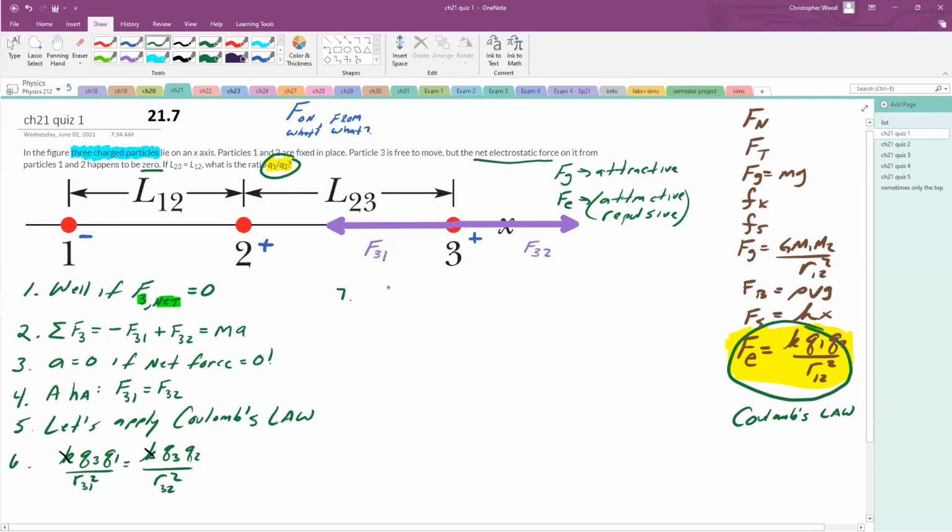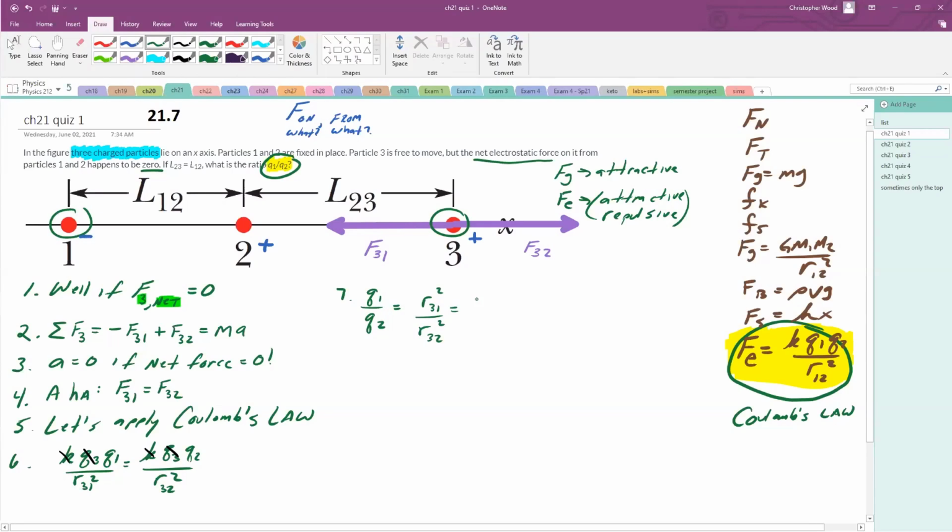All right, so I want Q1 over Q2. Oh, sorry. There is one more piece of low-hanging fruit. Q3. Okay, so it does get simpler. So I want Q1 over Q2, that's my dollar sign. And from number 6, Q1 over Q2 is going to equal R31 squared over R32 squared. And R31 is the distance between 3 and 1.